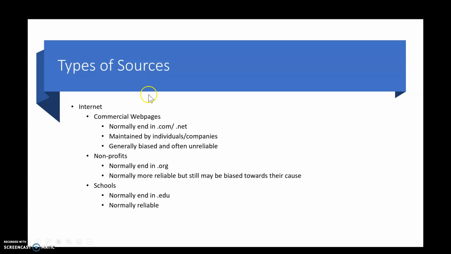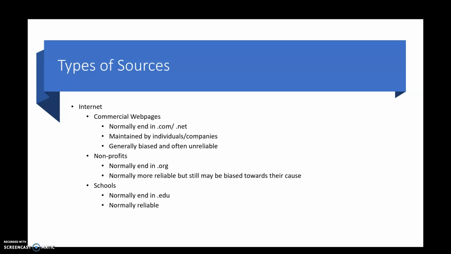So we'll start talking about a few types of sources. On the internet, some main types are commercial web pages. These normally end in .com or .net. They're made by individuals and companies. Because they're maintained by a person who's trying to sell something or has a specific individual point of view, they are generally biased, and they may be unreliable because they may not be peer-reviewed.